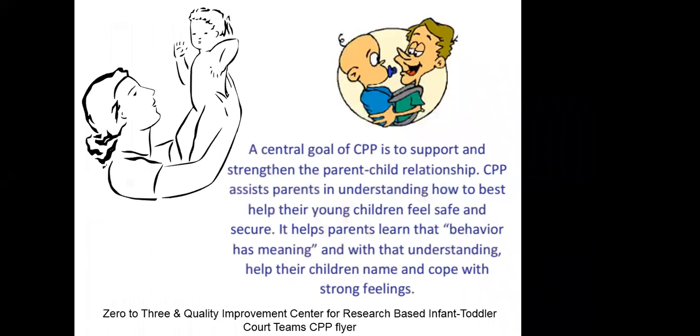The central goal of child-parent psychotherapy is really to support and strengthen that parent-child relationship, helping parents understand how to best help their children feel safe and secure. We know that when parents learn that the behavior has meaning, that understanding can help them help their children name and cope with strong feelings. So that's really what the entire intervention of CPP is: helping that attunement between parent and child and helping the parent rename, understand, and support the child in those strong feelings that they have to any trauma triggers.